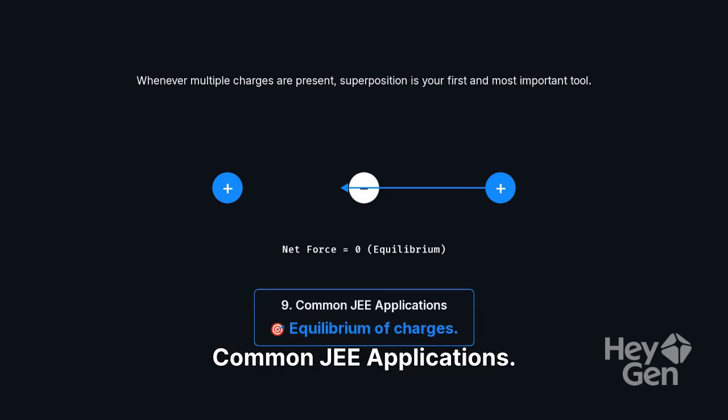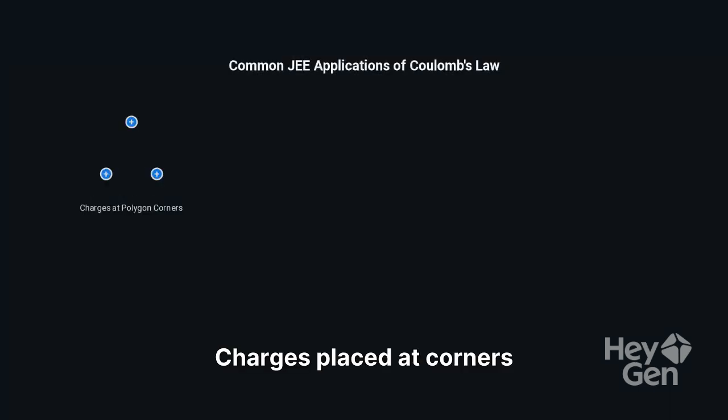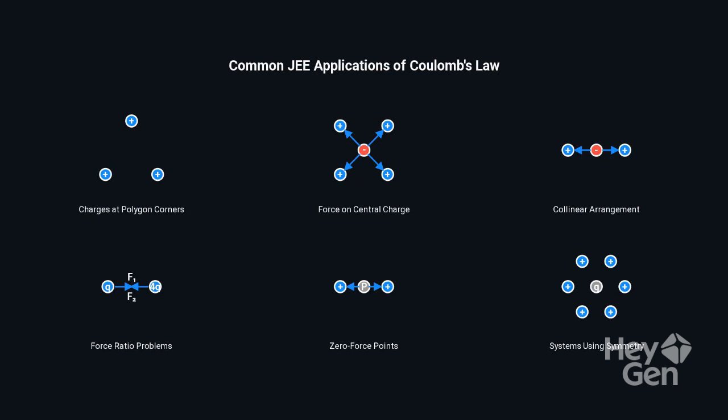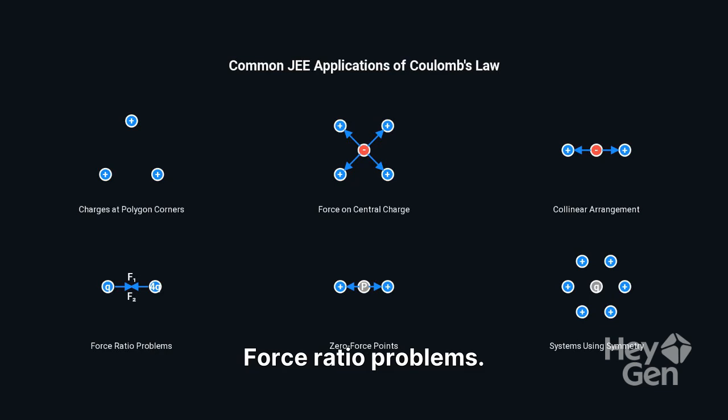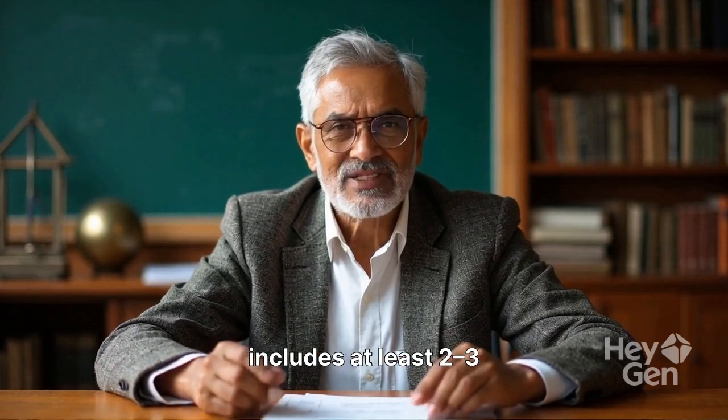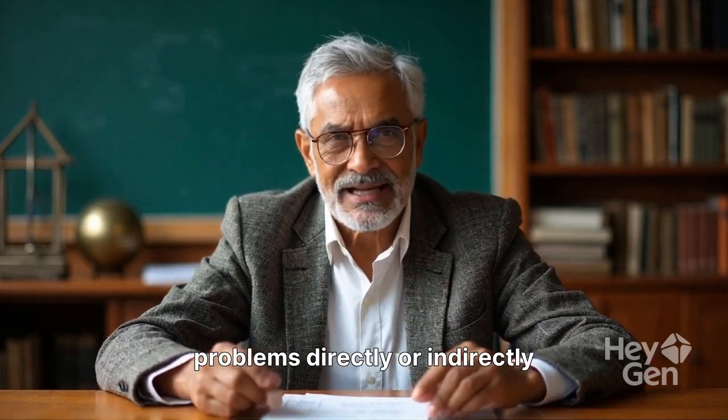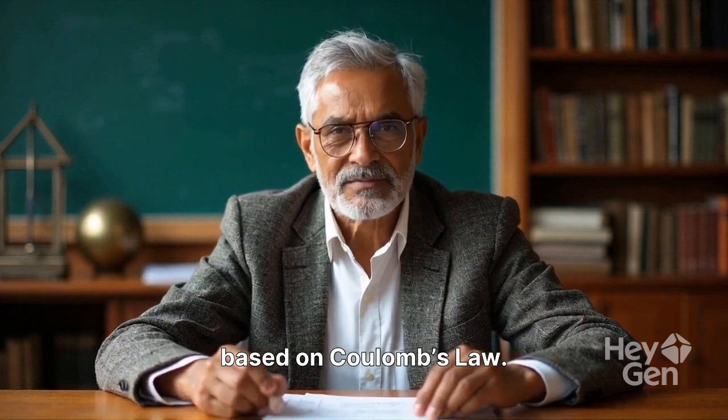9. Common applications. Coulomb's law is used heavily in equilibrium of charges, charges placed at corners of polygons, force on a central charge, collinear 3-charge arrangements, force ratio problems, zero force points, and systems using symmetry. Nearly every paper includes at least 2-3 problems directly or indirectly based on Coulomb's law.